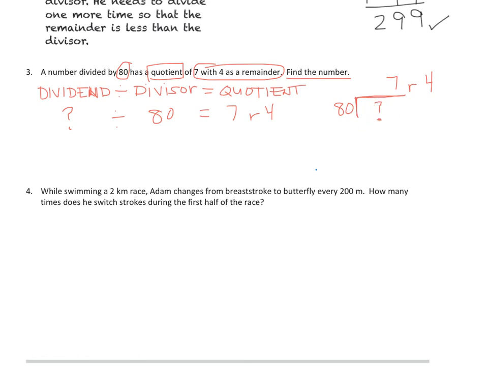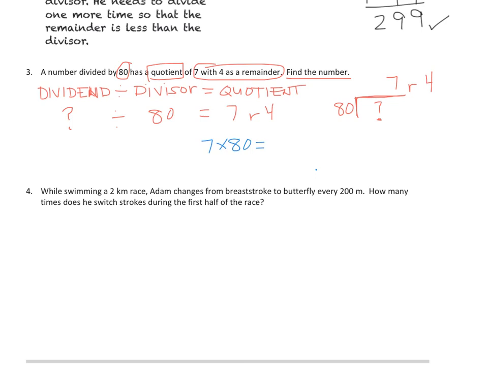And kids are like, I don't know. And they start just plugging in random numbers and they guess and check. But you really don't need to do that because honestly, if you have the answer and you have the divisor, all you have to do is work backwards to find the dividend. So I'm going to do it in blue. So we know the quotient is 7, remainder 4. So what we do is we take the 7 and we multiply it by the divisor, which is 80.